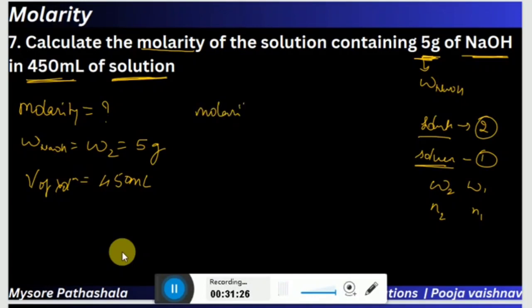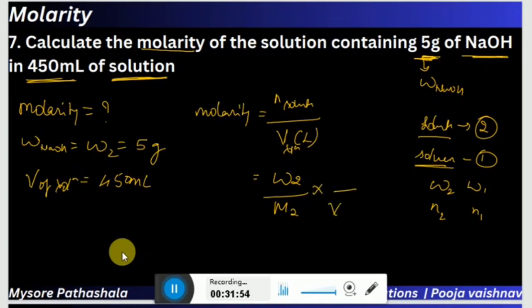Molarity is number of moles of solute divided by volume of solution in liter. Volume of solution in liter. So N can be written as mass by molar mass. Mass of solute divided by molar mass of solute into volume of solution. If it is given in ml, what we have to do? We have to divide by 1000. So if we divide here, we will take it to the numerator side, right?